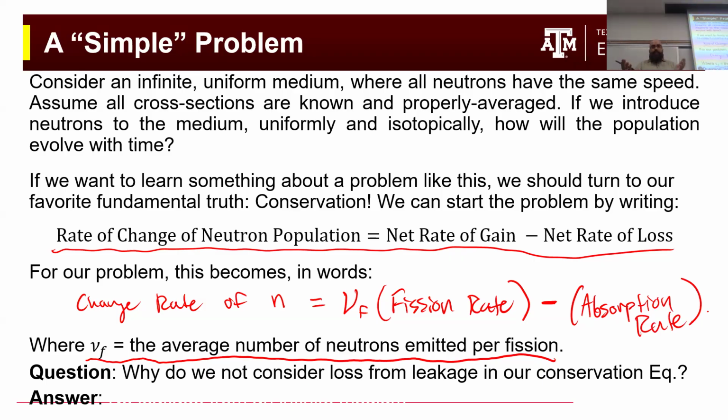So that's what our context looks like for an infinite medium. My only gains are due to fission. My only losses are due to absorption. How come we didn't talk about leakage in this context? How come we don't have leakage in our conservation equation? Well, it can't leak. Perfect. There's no leakage from an infinite medium.